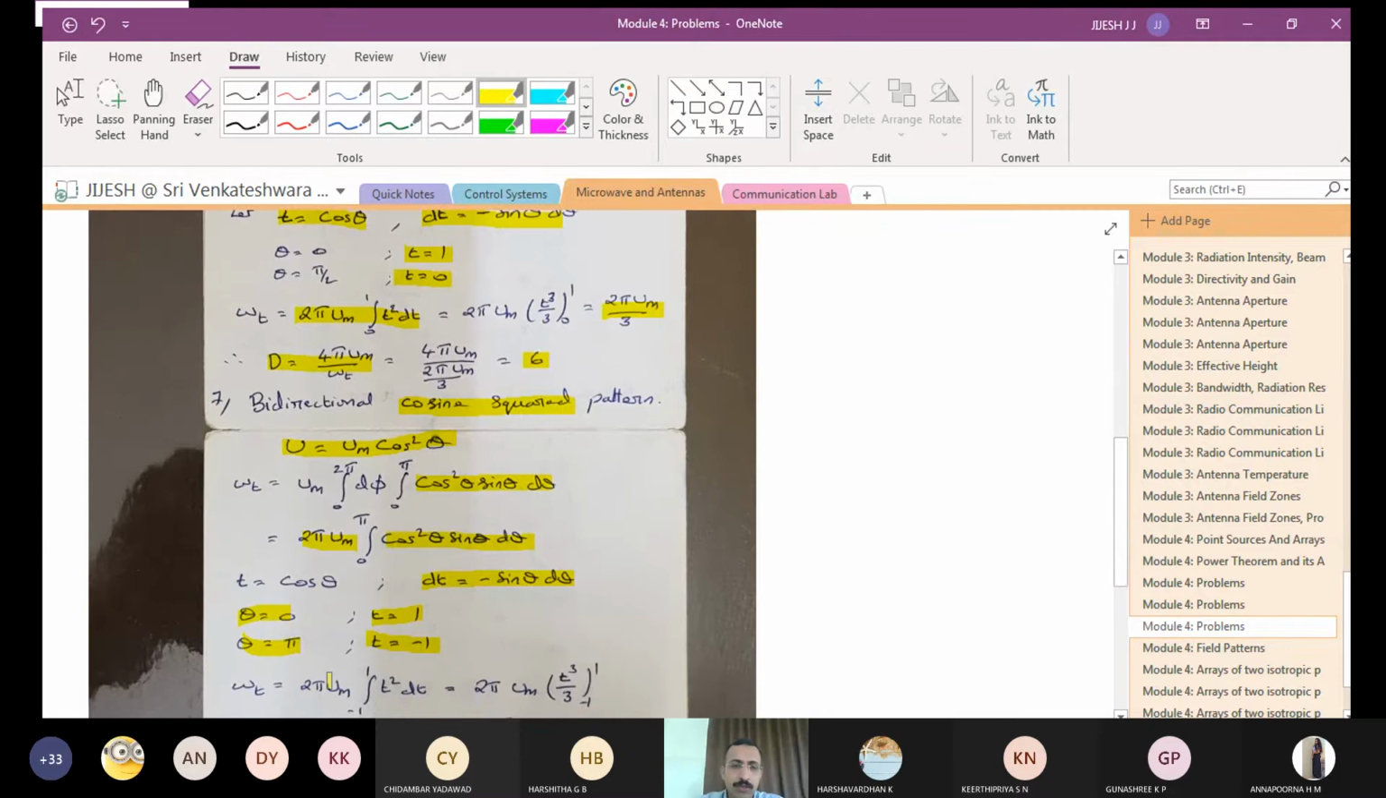So you'll get Wt is equal to 2 pi integral of minus 1 to 1 t square dt, or you'll get 2 pi t cube divided by 3 when you do the integration from minus 1 to 1. Substitute the limits and complete the answer for Wt. Has anyone of you completed already? You can take 1 or 2 minutes and do it.